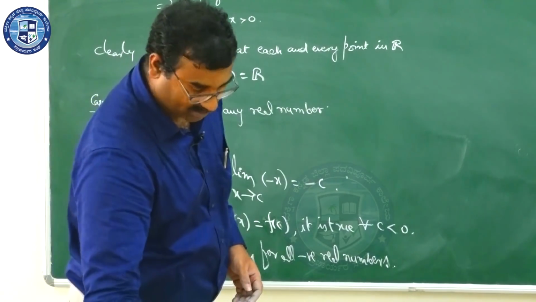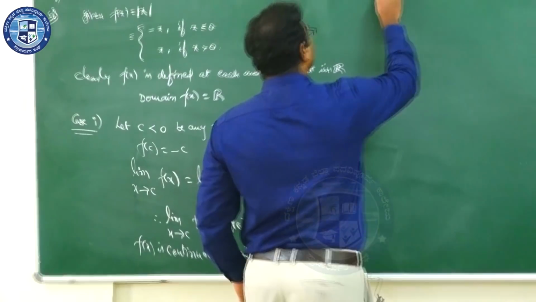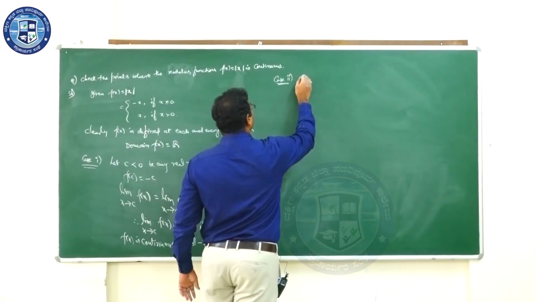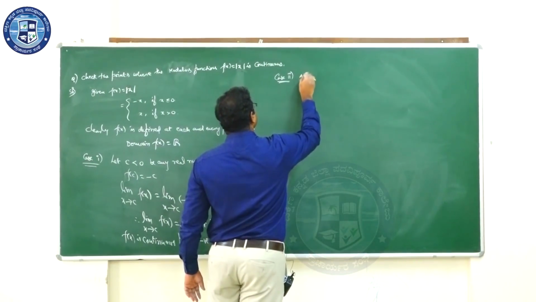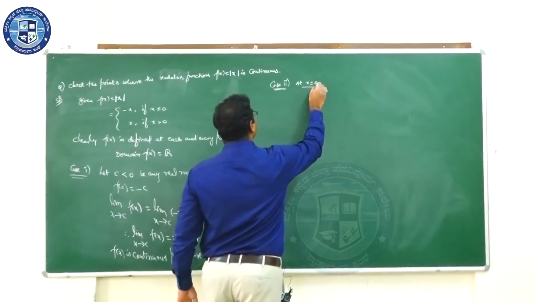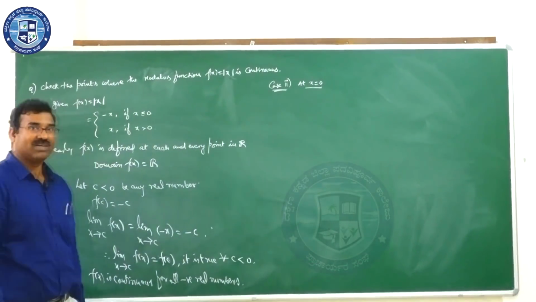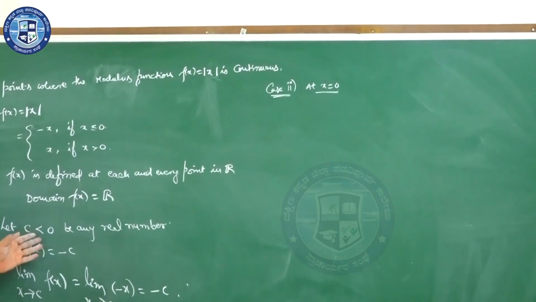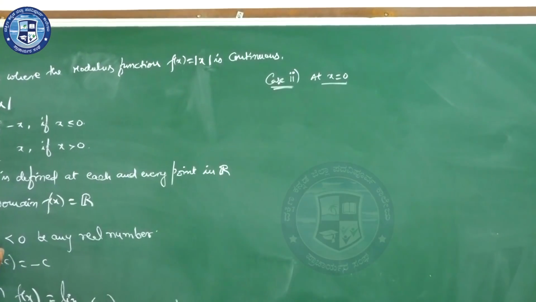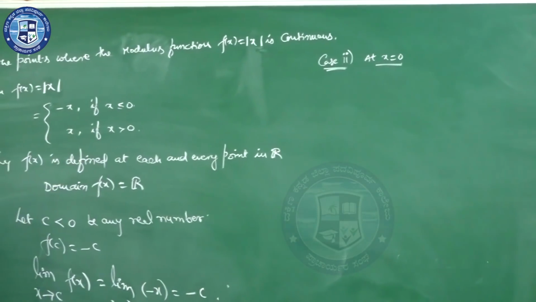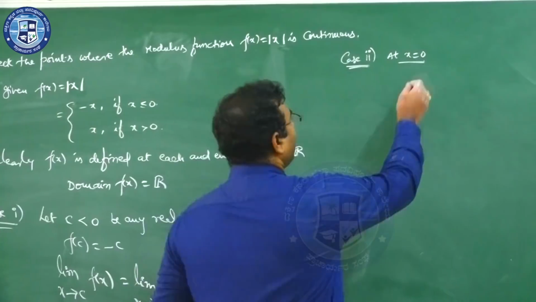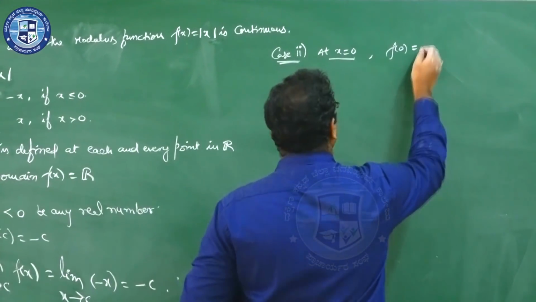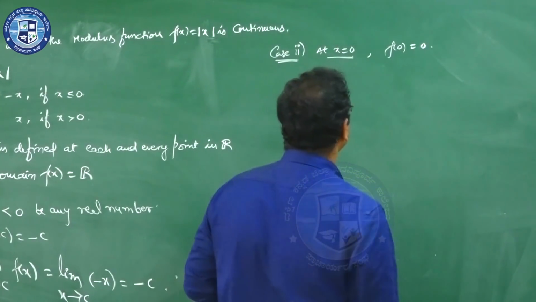Then we go for case 2. In case 2, we work at 0. Okay? At x equal to 0, we will work it out. At a particular point you are working, you take x only. If you are working for representing many values, you take c. Okay? At x equal to 0, we are working. Then what is f of 0? f of 0 is 0 only. Right? f of 0 is 0.